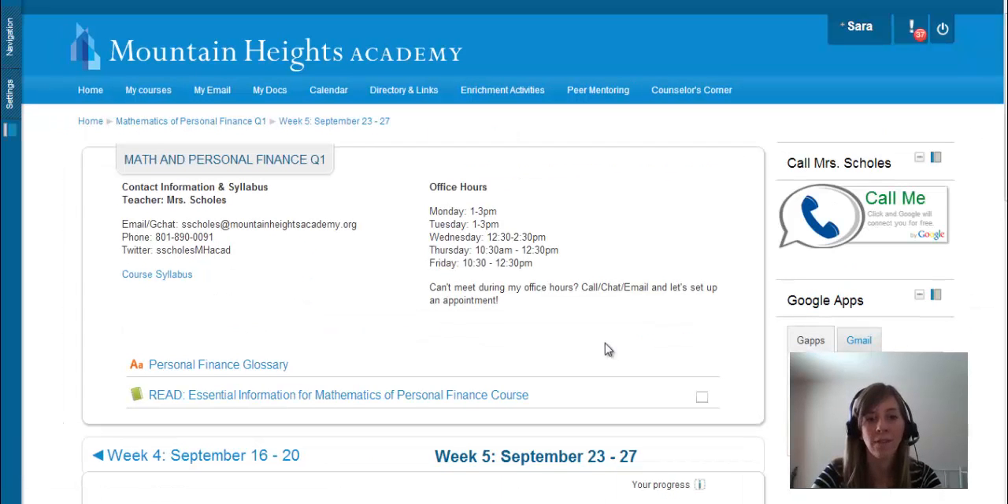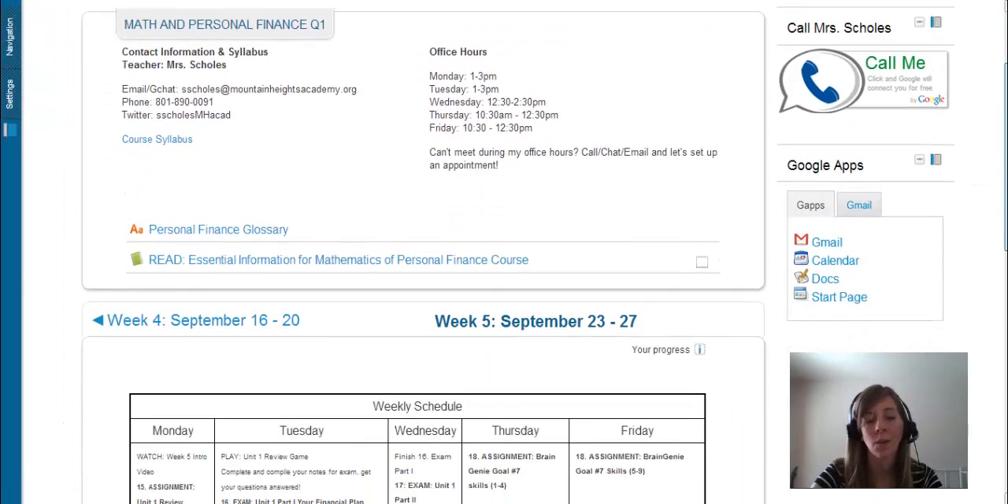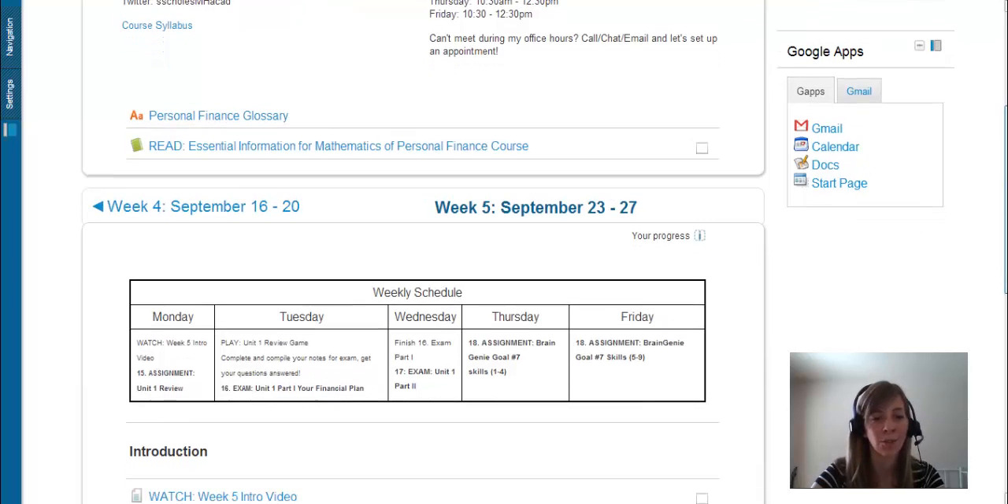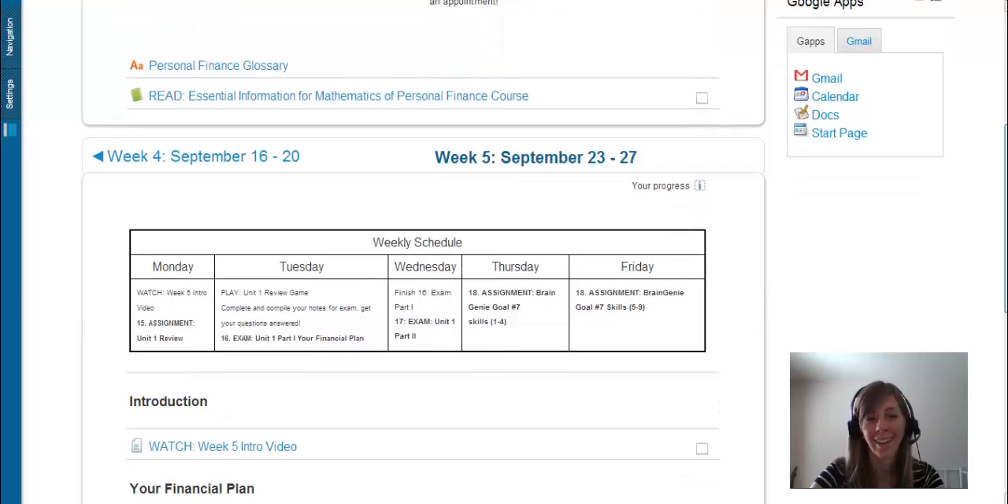Okay, so week 5, let's get started with this. We have our exam this week. Luckily, I've heard from most of you that you haven't struggled too much with this unit. It's been fairly simple. The cool thing is that there hasn't been any math in this unit except for your Brain Genie assignments, but you're getting a math credit for passing this class, which is awesome. So enjoy this while it lasts.